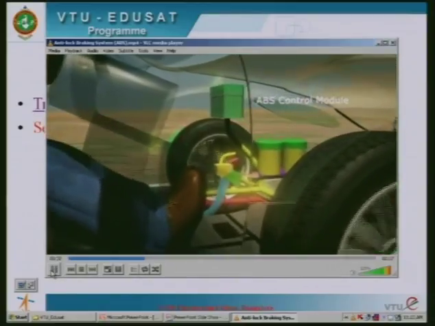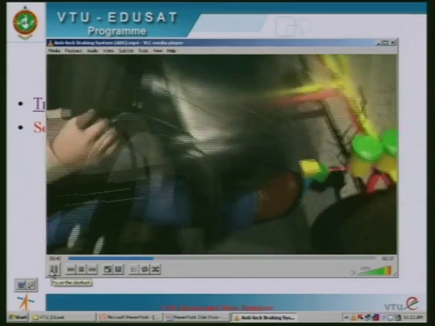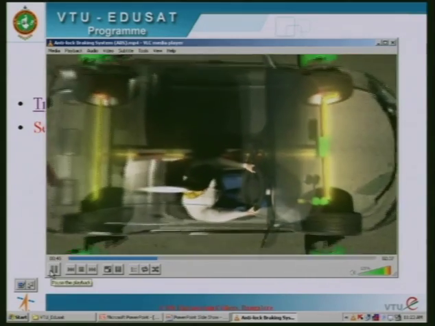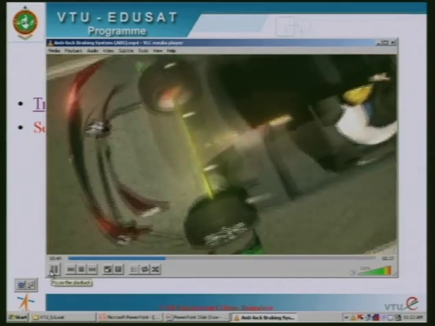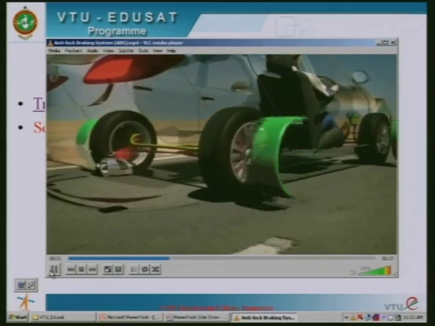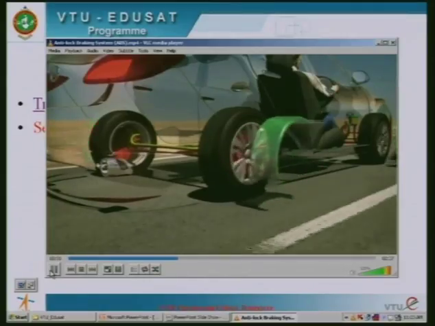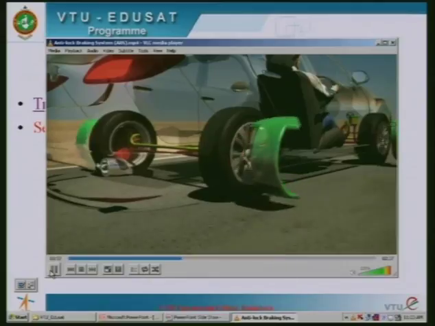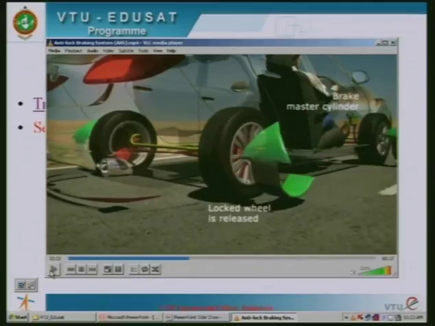Constantly measure their rotational speed. The ABS control module samples this data continually, comparing the rotational speed of each wheel. If one or more wheels is rotating slower than the others, a condition that will bring the wheel to lock, the system takes action. It instructs the brake master cylinder. Let me stop here.